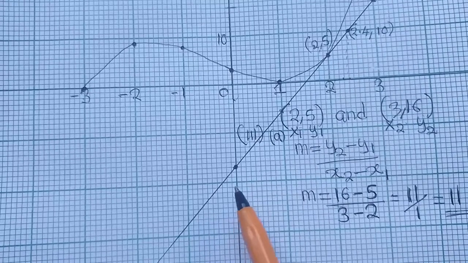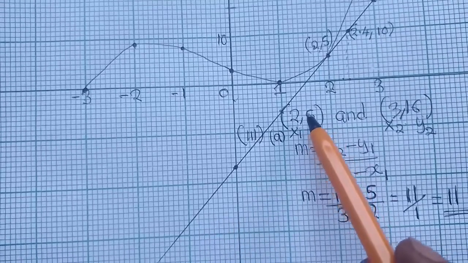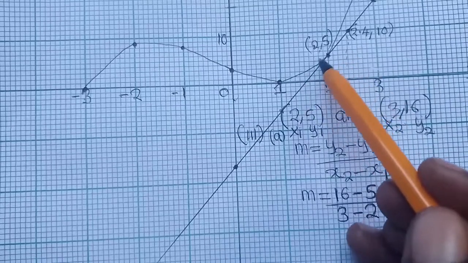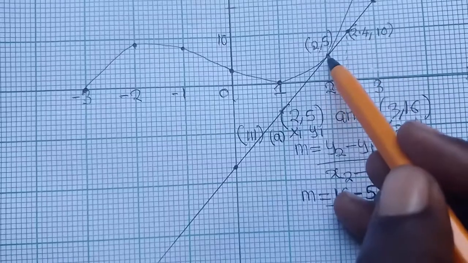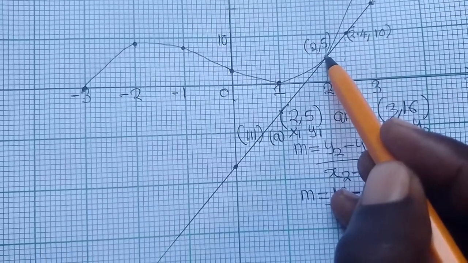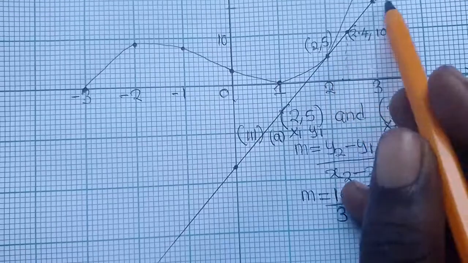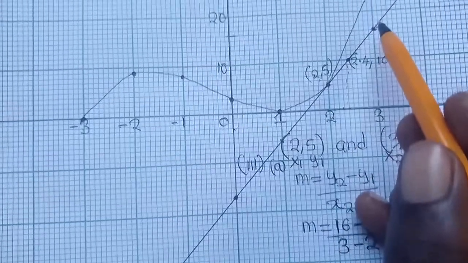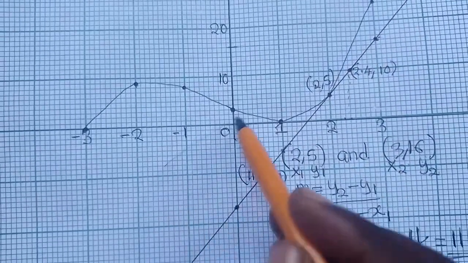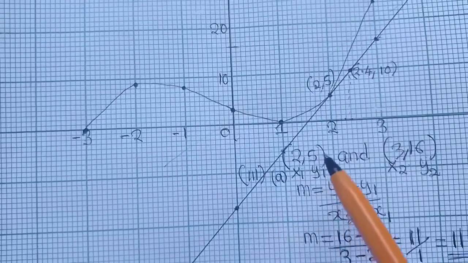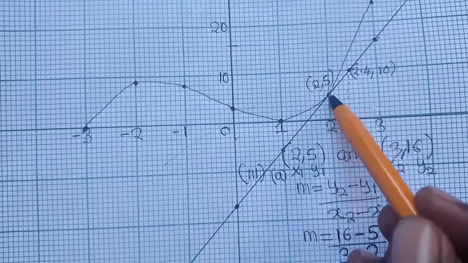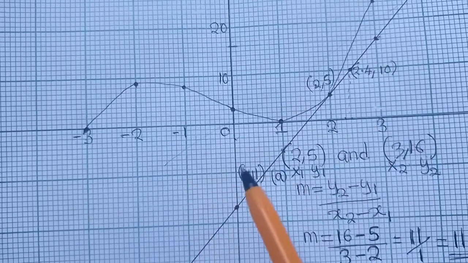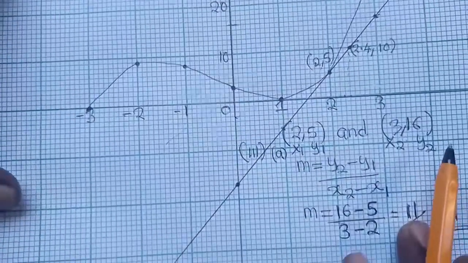A tangent should not pass here. These are simple mistakes that we make in an exam. Some of you are going to write a tangent that is passing in this here. I've told you that a tangent is a line touching a circle at one point, or a curve. Then you put something that is passing here and you are telling me that that's a tangent. It should just touch at one point. So let's make sure we avoid such mistakes in an exam.